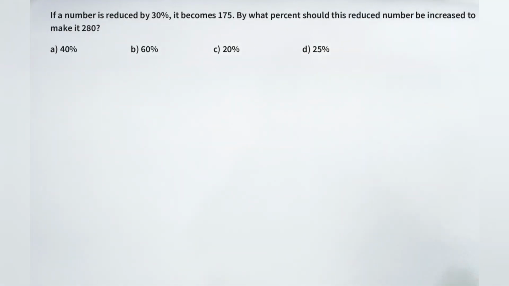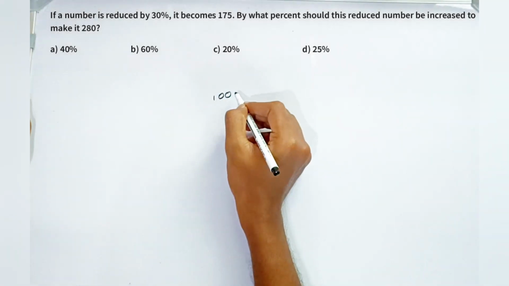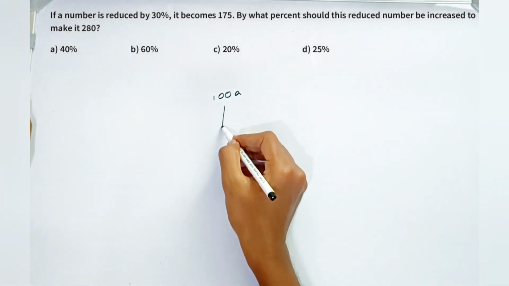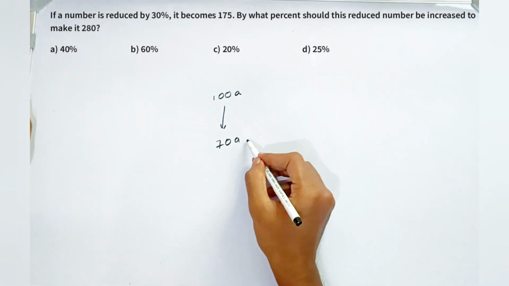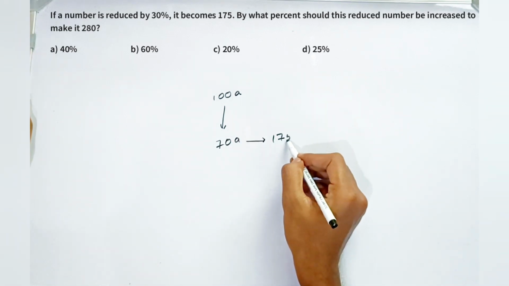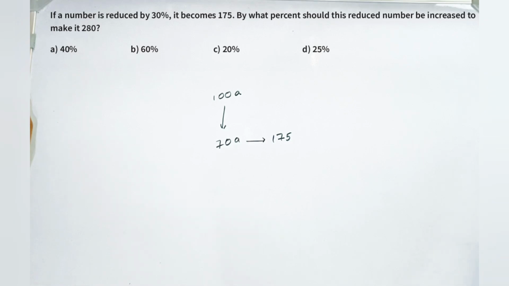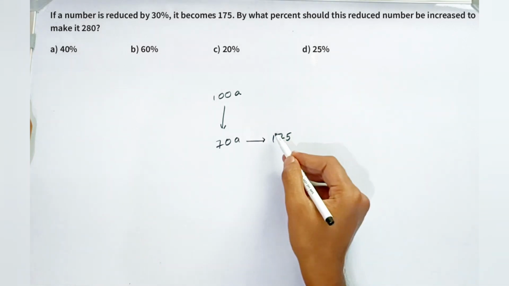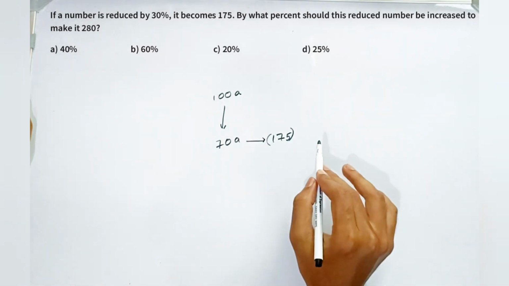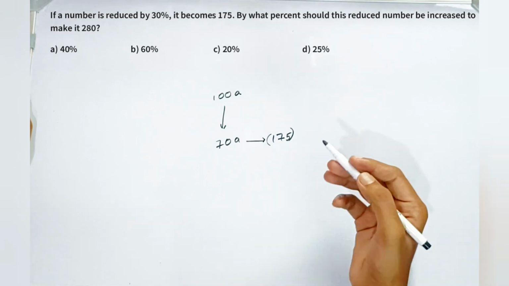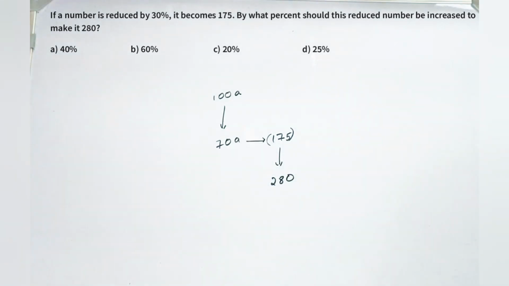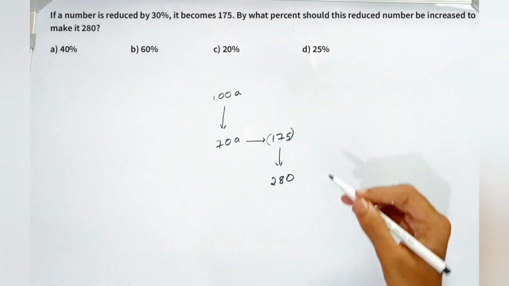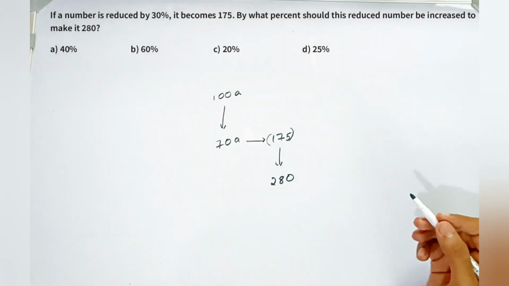Okay, going to the next question. If a number is reduced by 30%, I'm just taking the number as 100A, and it is reduced to 70A, which means a 30% reduction is nothing but 70A, right? And this number becomes 175. Fine. And by what percent should this reduced number, which is 175, be increased to make it 280? By what percent should this reduced number be increased to make it 280?